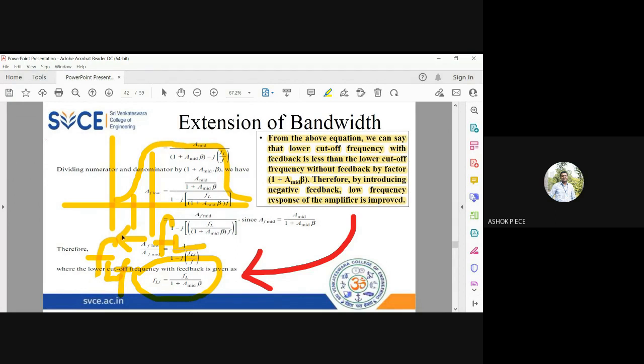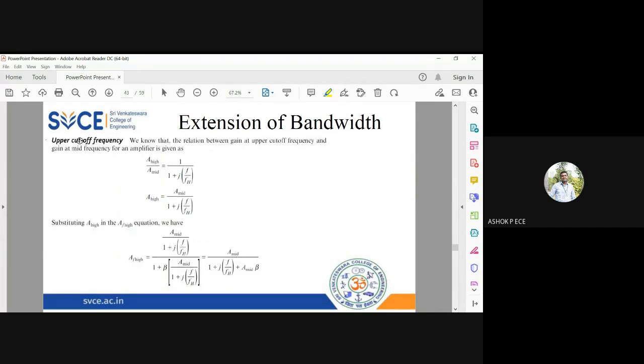So reduction in the lower cutoff frequency will take place, and the low frequency response of the amplifier is improved. The amplifier will have a very good low frequency response. The amplifier will work even in the low frequency region. If you want an amplifier to work at 10 kilohertz, but it starts working only after 25 kilohertz, then if you apply negative feedback, even the 10 kilohertz will be covered. Please understand that. Now, upper cutoff frequency.